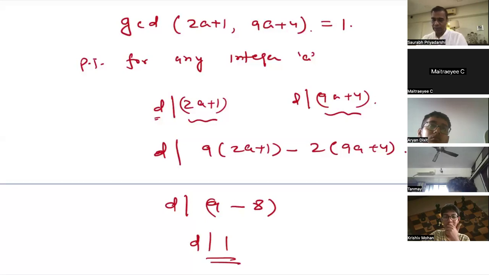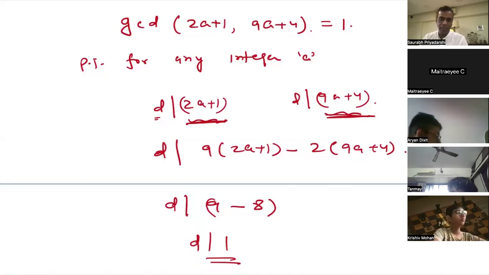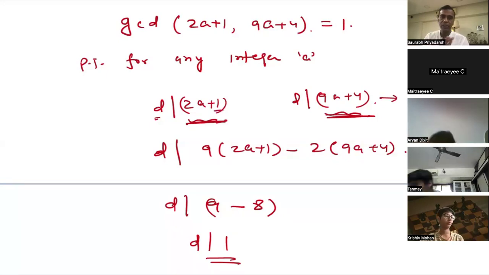See, what I'm saying now, if D divides 2A plus 1, so this is an odd number, and D divides 9A plus 4. So 9A plus 4, A would be any integer. When I divide the second one by 9, the remainder will be 4, and if I divide the first by 2, the remainder will be 1. So 100% D is neither a multiple of 2 nor a multiple of 9.